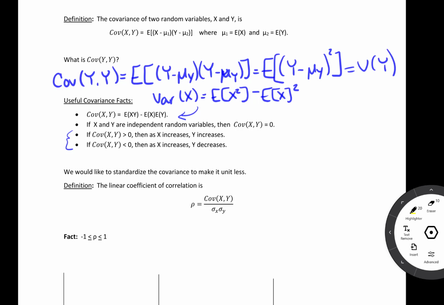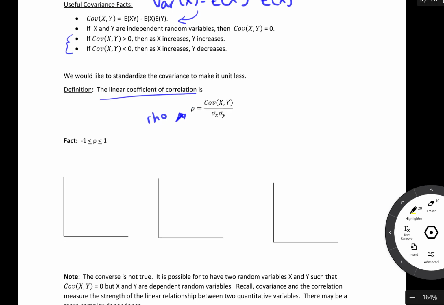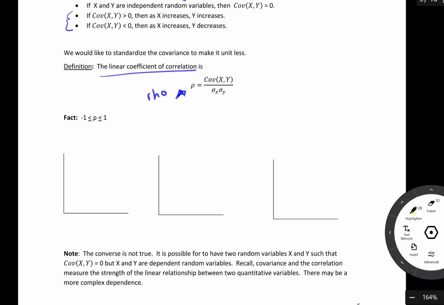Now often we would like to standardize the covariance to make it unitless, and so we'll often look at the coefficient of correlation. One thing to notice here is that is not a p. That is the Greek letter rho. It often looks like a p. Notice that rho is equal to the covariance of x and y divided by the product of their respective standard deviations. We can look at some plots of what rho looks like.